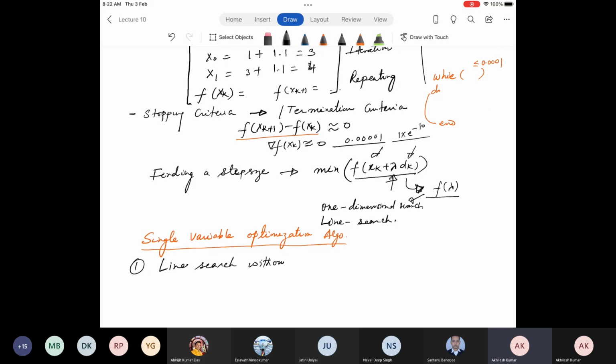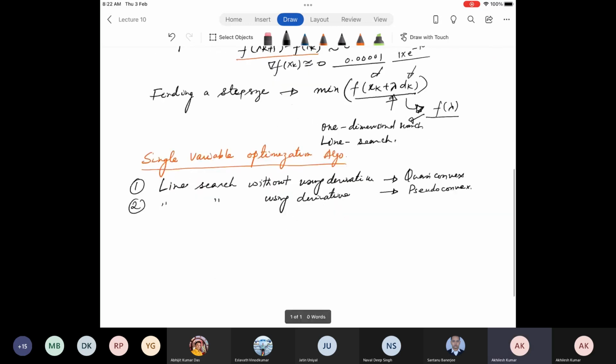without derivative, and line search using derivative. Two types of methods we will see. Generally, we'll assume that it is a quasi-convex function when I'm doing the line search without derivative. Using derivative, it should be at least pseudo-convex. If it is convex, you already know how to deal with it. Okay, so single variable optimization.